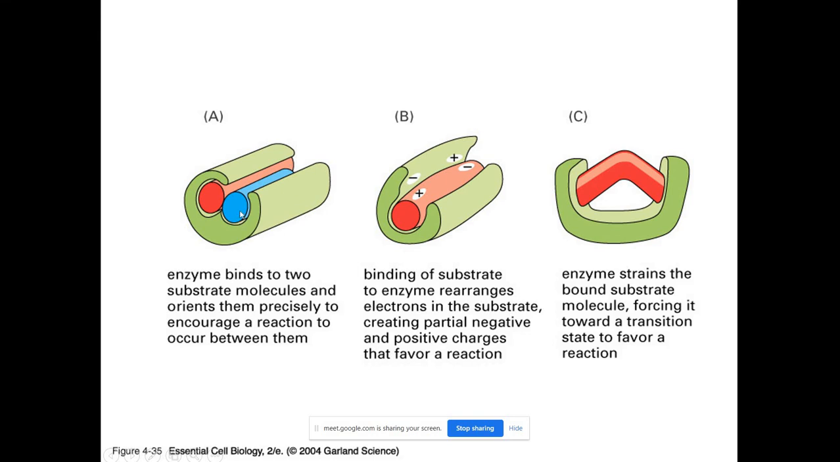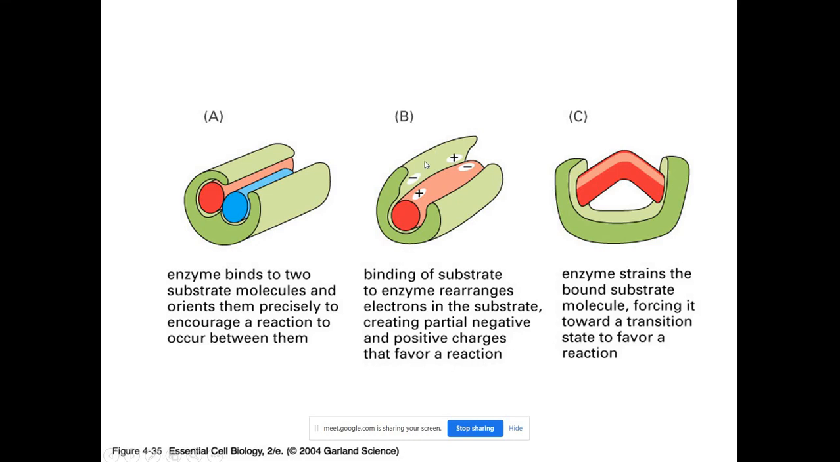Okay. So there are the two substrates that are binding with the protein. Now here you can see in figure B the binding of substrate to enzyme rearranges the electrons in the substrate. There is some change in the substrate, and this creates partial negative and positive charges that favor a reaction.